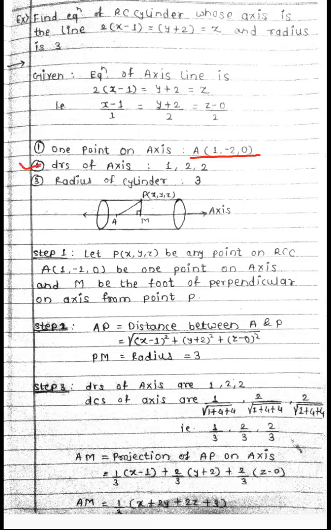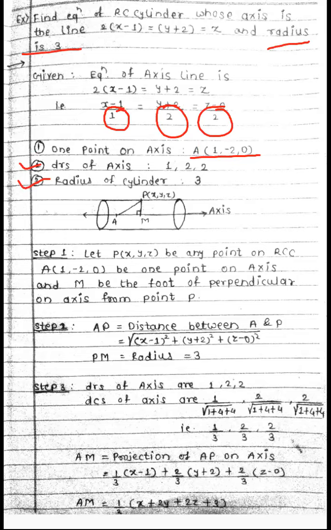Now second, we require the direction ratios of the axis. They appear in the denominators: 1, 2 and 2. Third, the radius of the cylinder. It is provided in the question. It is 3. So we know these three pieces of information, and we can proceed to find the solution for the right circular cylinder.